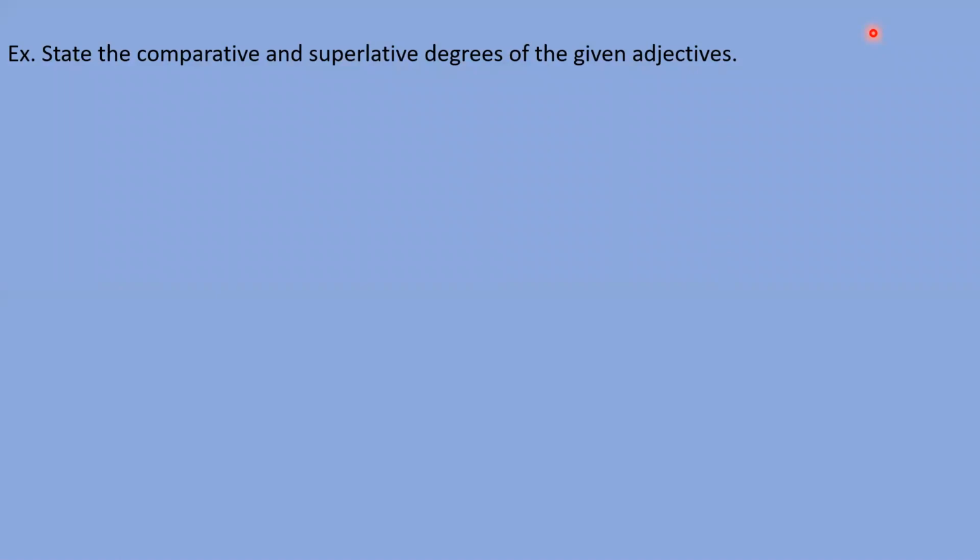So I tell you, rich has one syllable. If I say beautiful, there are more syllables, so in this we need to add more and most. By some examples we will understand this point. You have to say positive, comparative and superlative degrees. The word is cheap. What is the comparative and superlative degree of the word cheap? Who will let me know?